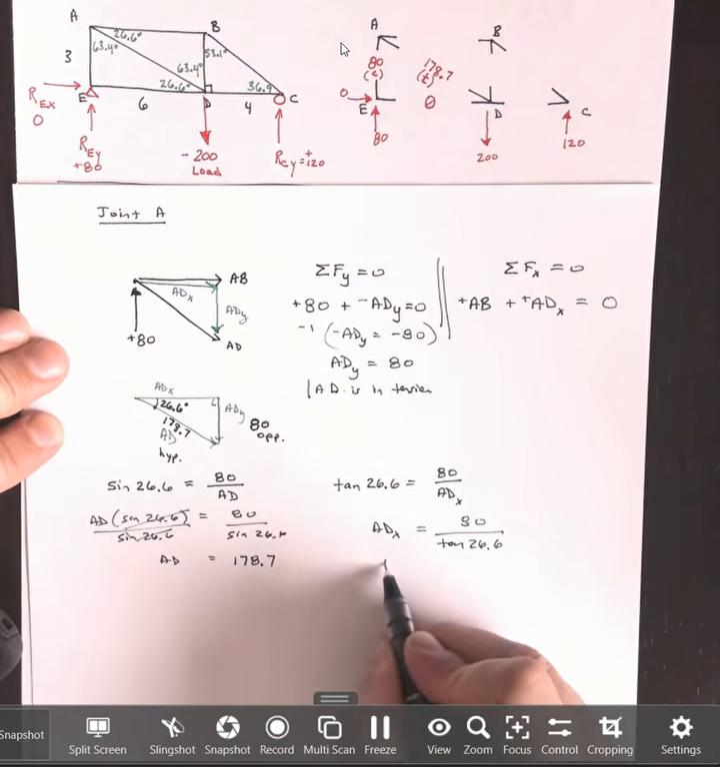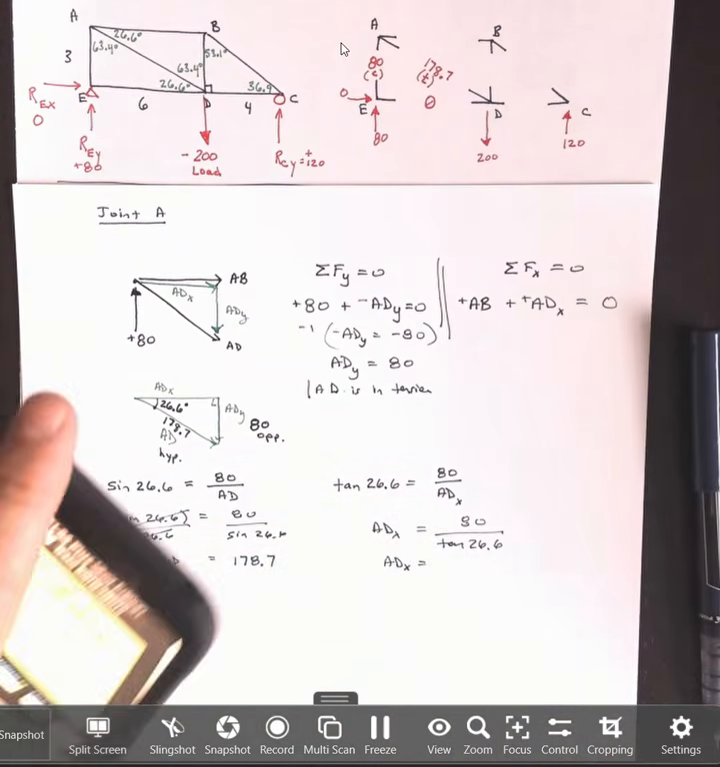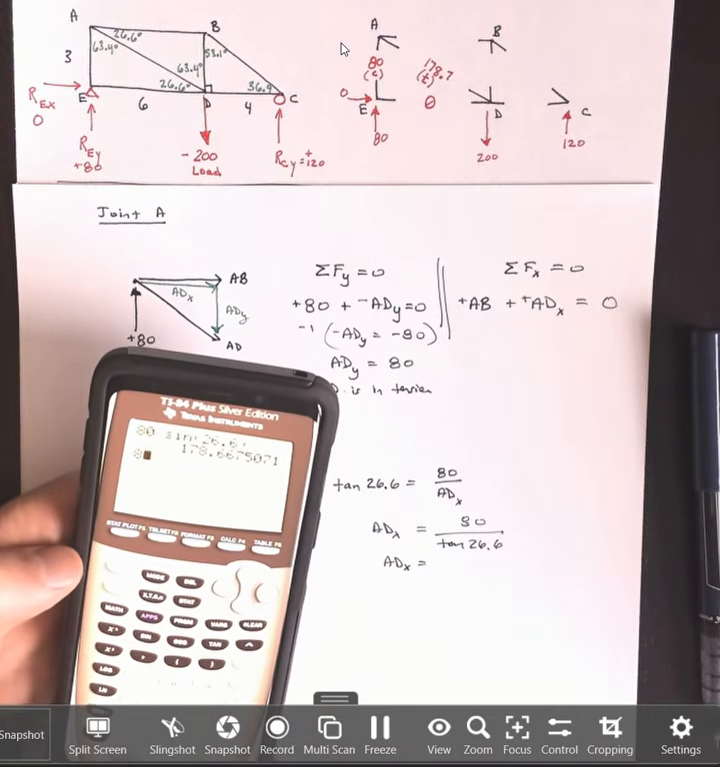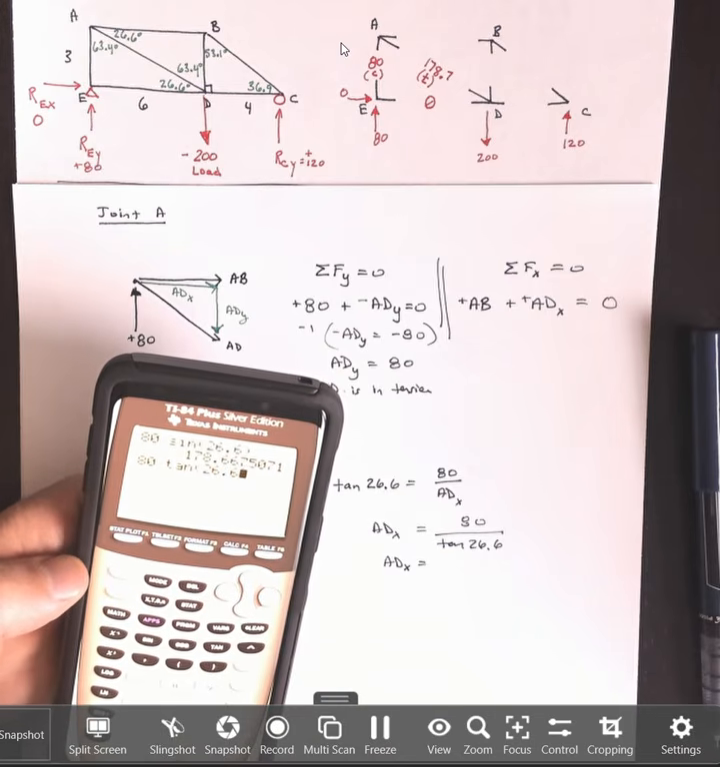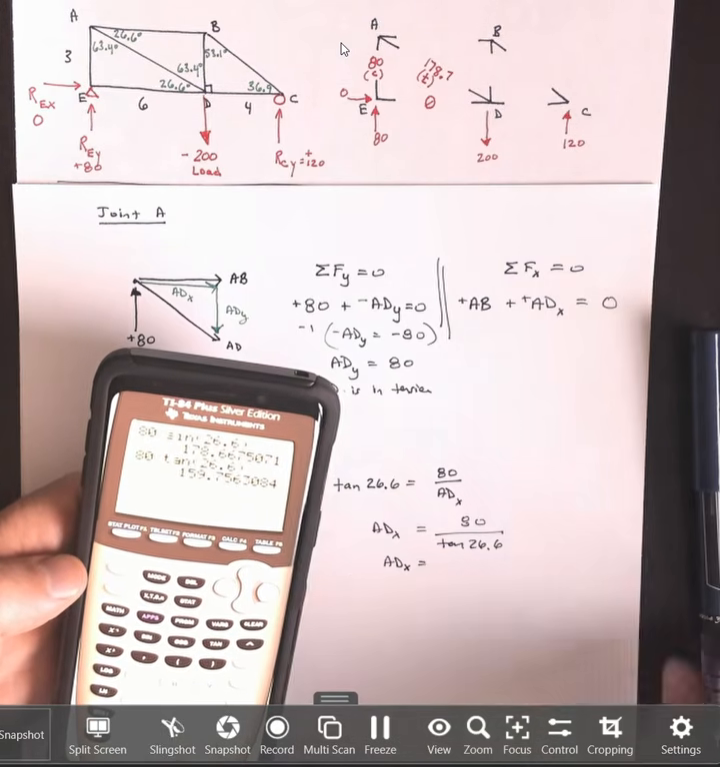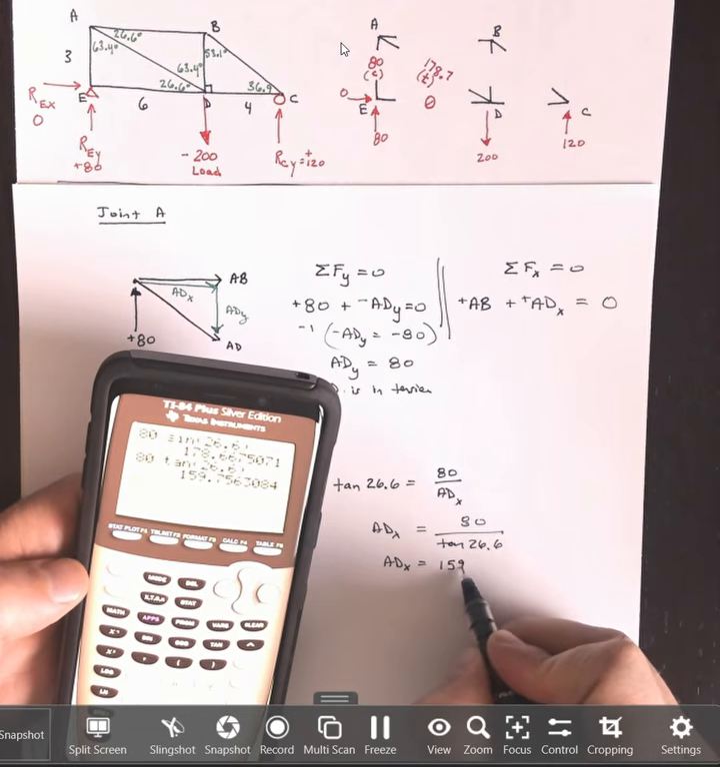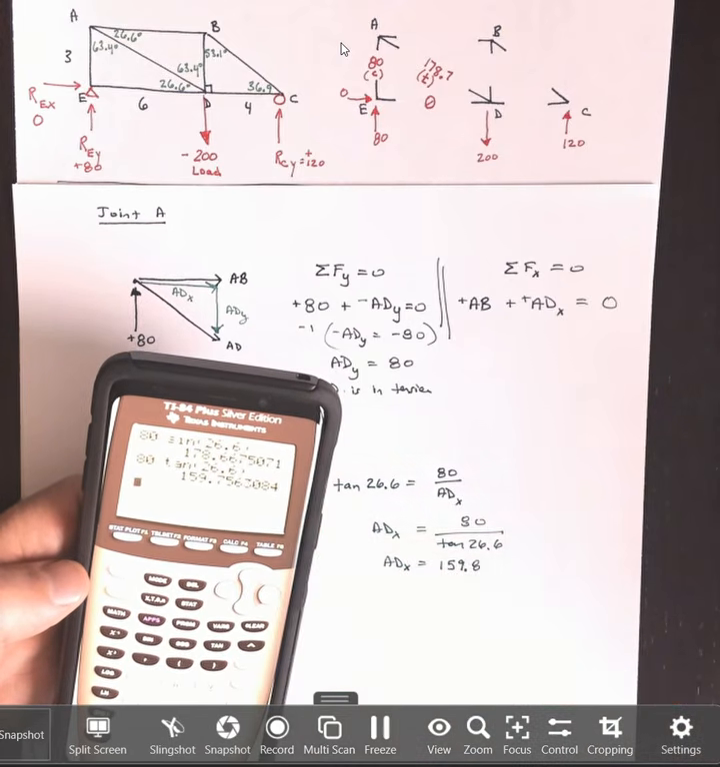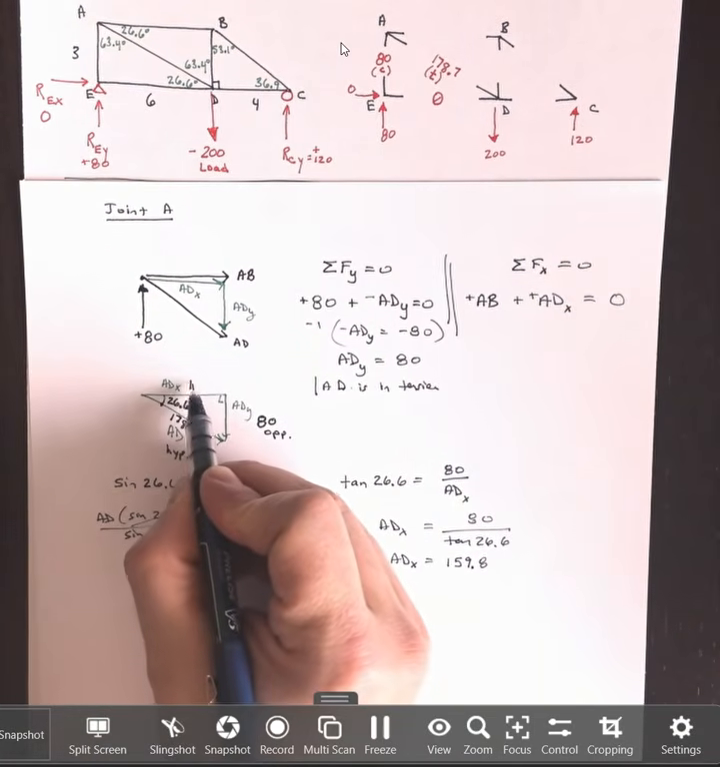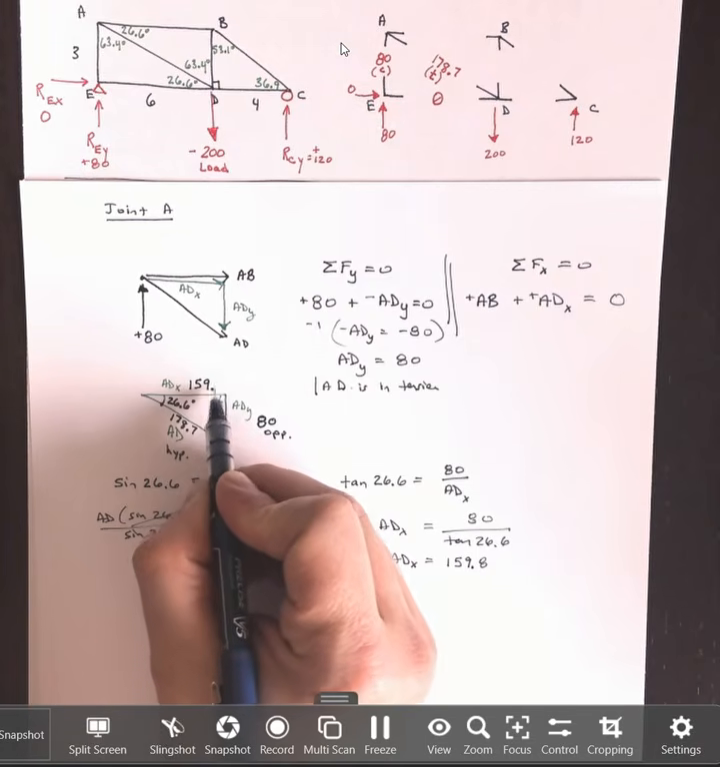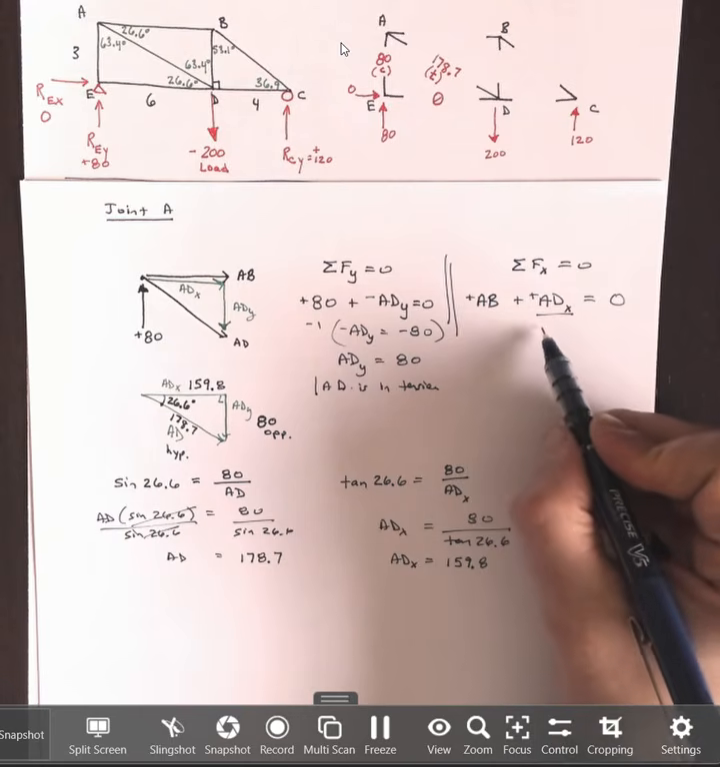So we're going to pull out our calculator and see what 80 divided by the tangent of 26.6 is. And I get 159.8. So that gets to go here.